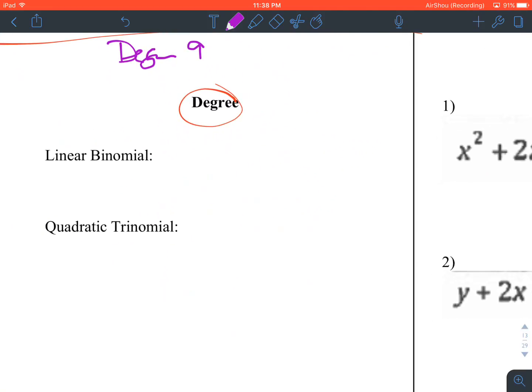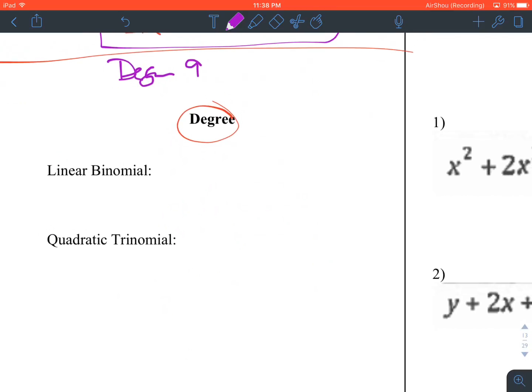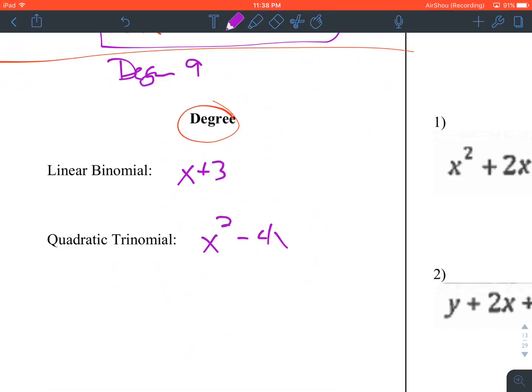A linear binomial is a binomial that would make a line if you were to graph it. An example of that would be any binomial that has a degree of 1, such as x plus 3. A quadratic trinomial would have a degree of 2. And once again, a linear binomial is going to be a line. A quadratic trinomial, if you graph it, is going to be a parabola.